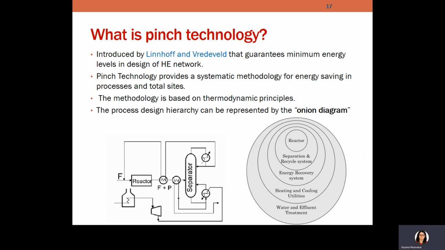Then we move ahead to the energy recovery system within the hot and the cold streams, and we determine what the heating and cooling requirements are. Once we're done with that, we move on to the last ring, which is known as water and effluent treatment.